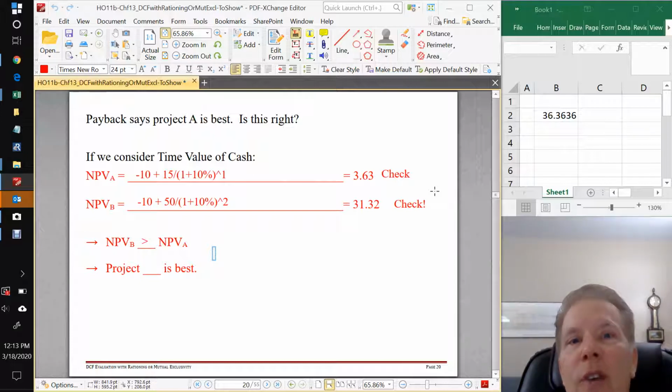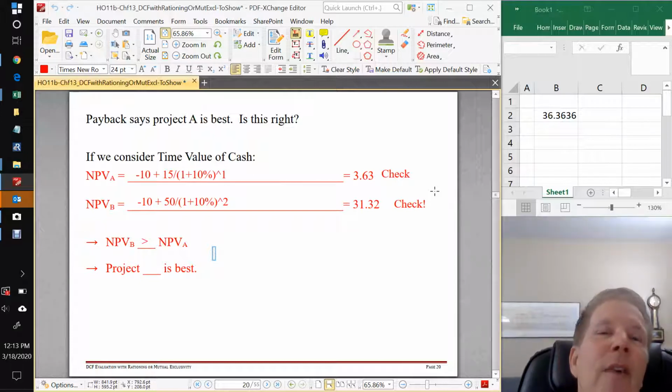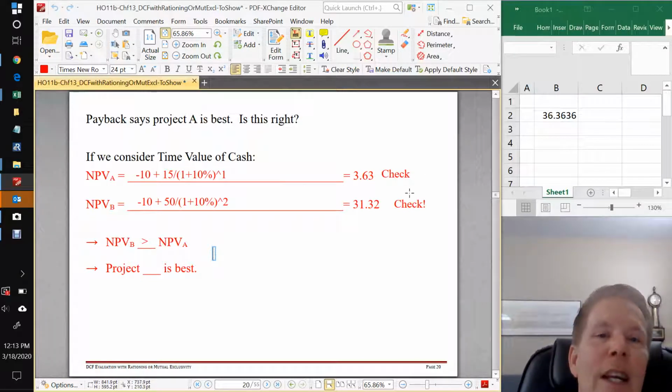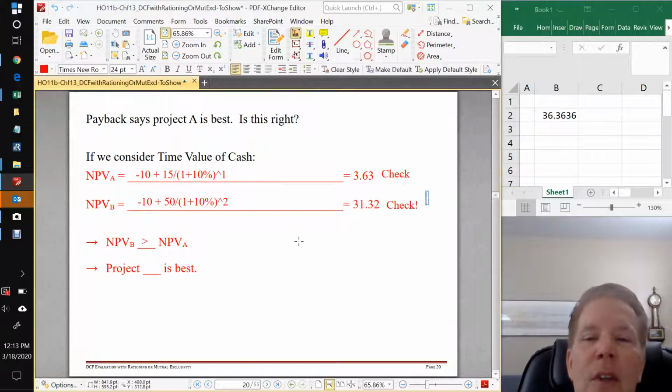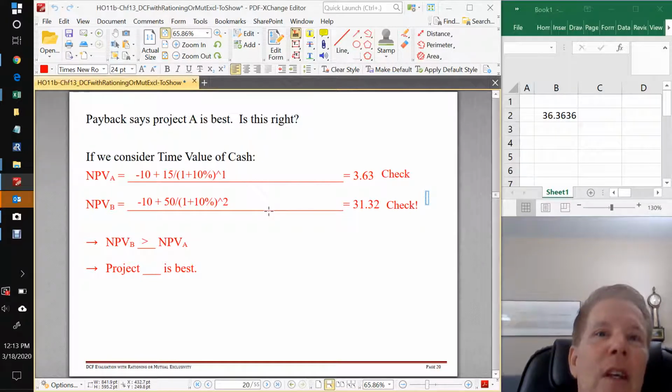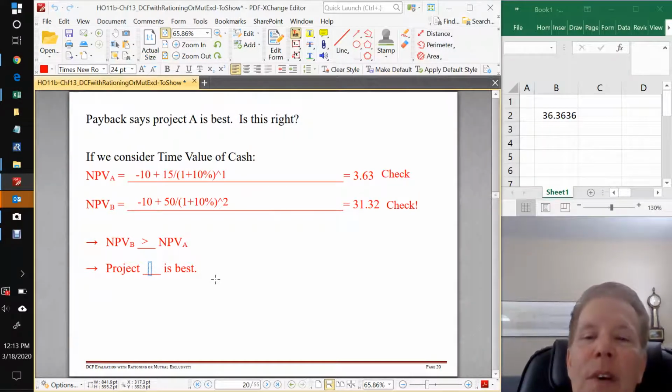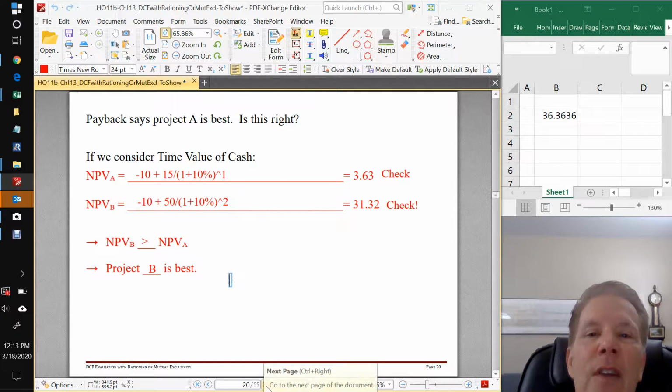I will not try to trick you with this kind of thing. So if I give you projects to check in this way, it's going to be okay to do that. I'm not going to trick you with, oh, we can't use this method. But in general, when we're comparing projects using DCF methods, they will be of equal length. In this case, it's okay that they're not. All right, so which project is best? Comparing NPVs, we find that project B is best, and that would actually be the right answer in this case.